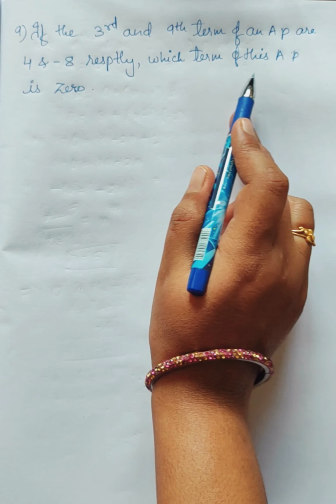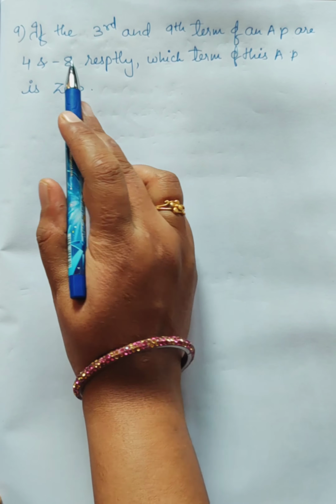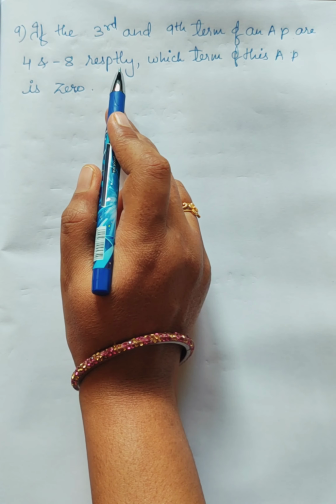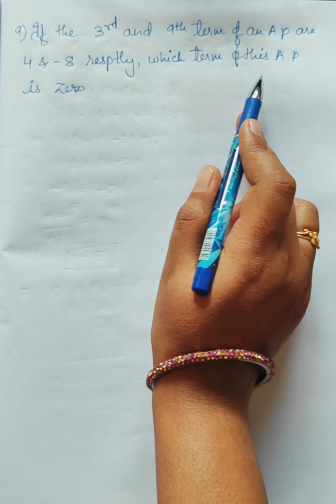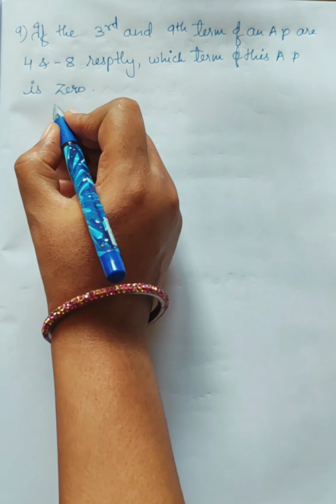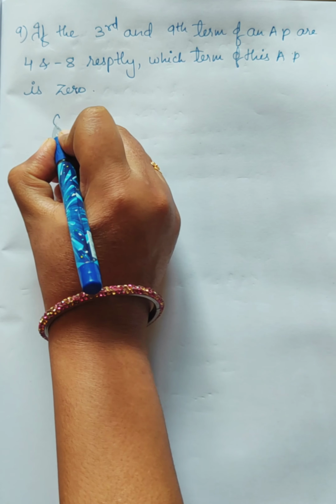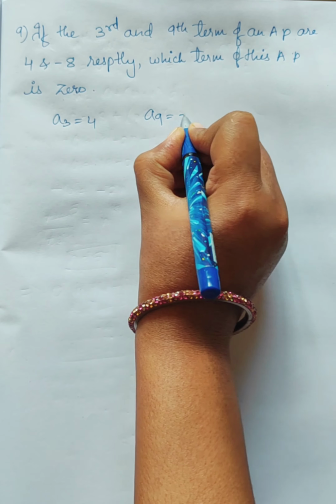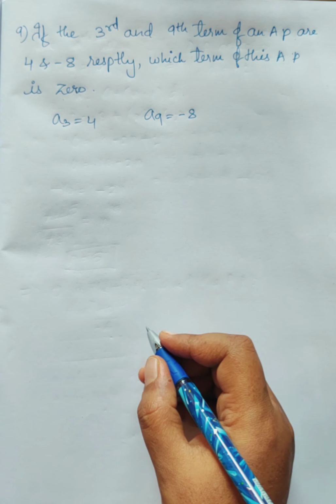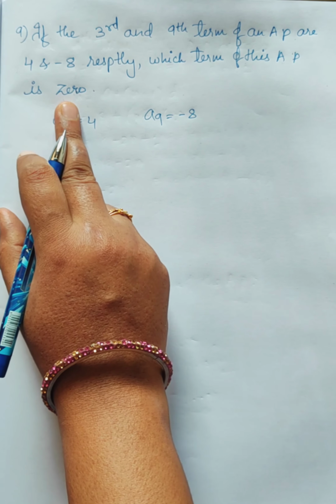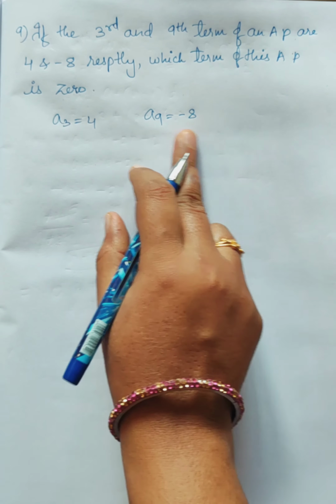Now I am going to start with exercise 1.2. Question number 9 is, if the third and ninth term of an AP are 4 and minus 8 respectively, which term of this AP is 0? Okay, now they have given the third term, so a3 is equal to 4, and the ninth term a9 is equal to minus 8. Before finding which term of this AP is 0, let me write the equation for these two values.